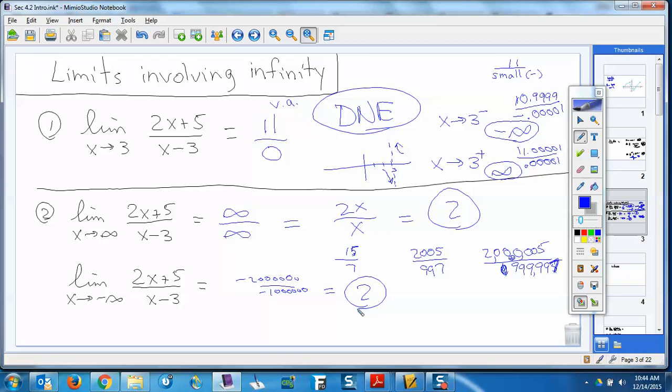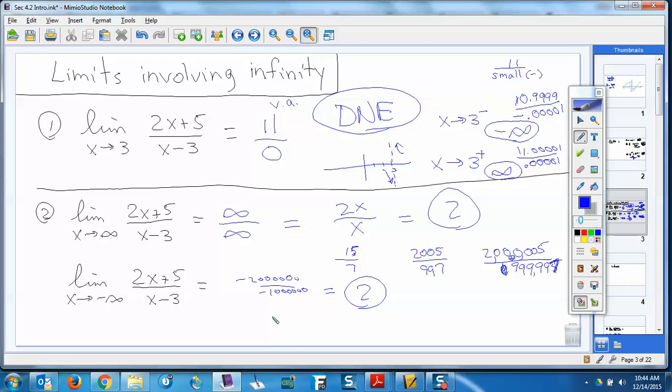So it's going to turn out that it doesn't matter if it's going to positive or negative infinity. Okay? Now again, same thing. I would say to myself, if I was working this problem, okay, x is getting really big, but it's negative. So this would be a really big negative plus a 5.